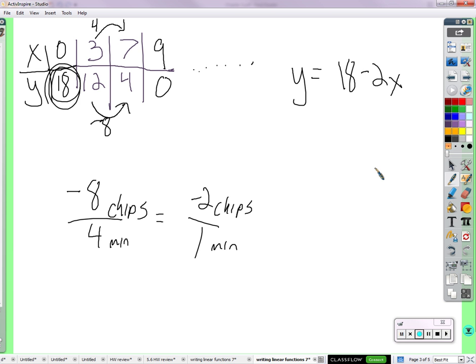We start with 18 chips, or whatever it might be. We subtract two chips per what? Minute. Per minute times? X. Times X what? Minutes. So negative two chips per minute times X minutes is, well, that's going to tell me how many chips I have left in the bag. I take that number from 18.